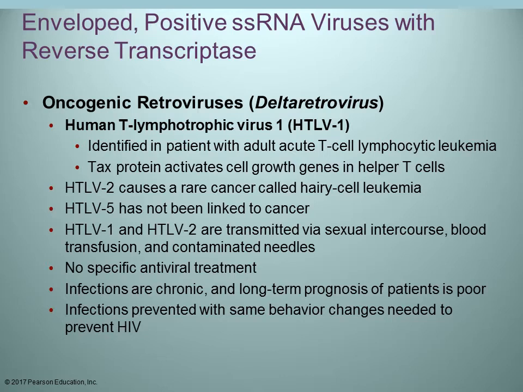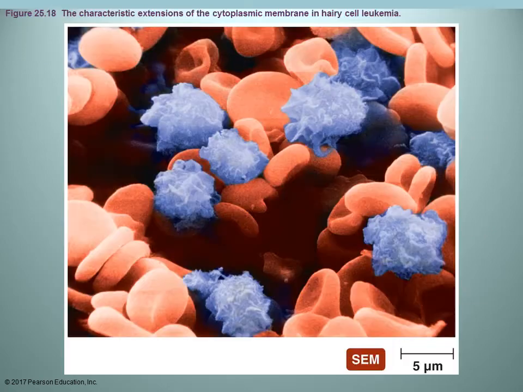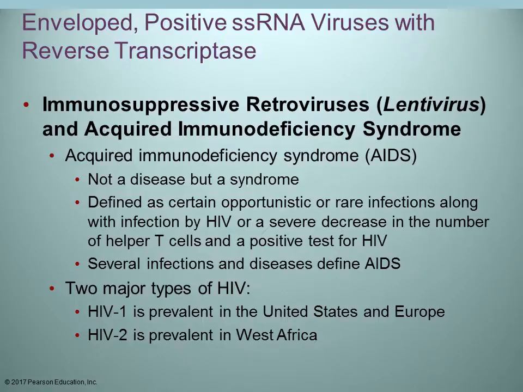Infections are going to be chronic. Long-term prognosis is not very good because it's transmitted by sexual intercourse, contaminated needles. In terms of preventing infections, it's going to have to be change of behaviors, very similar to what we've seen with HIV prevention. So this is a picture showing someone that has hairy cell leukemia and the type of what they call the extensions that you typically will see with someone who has this.